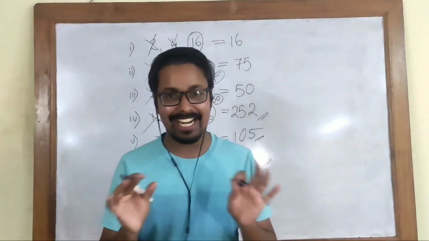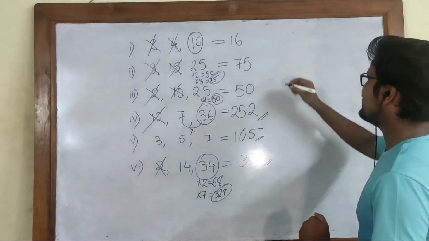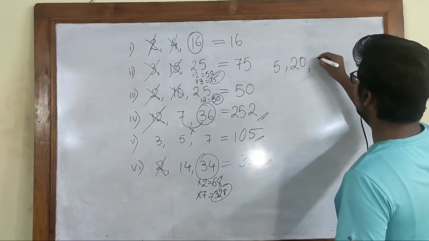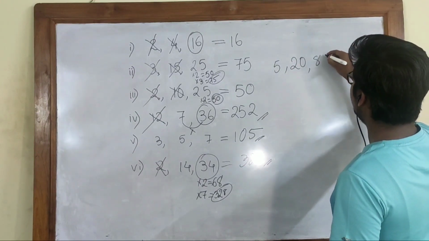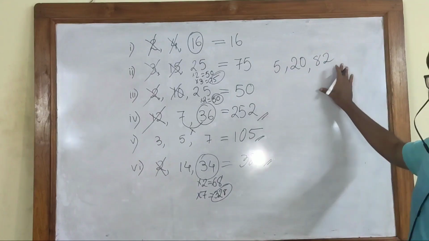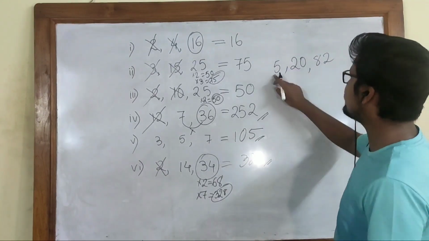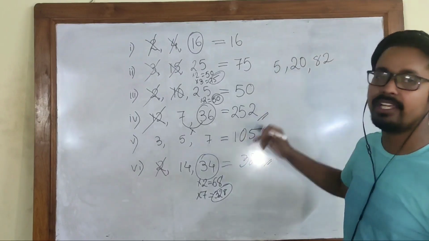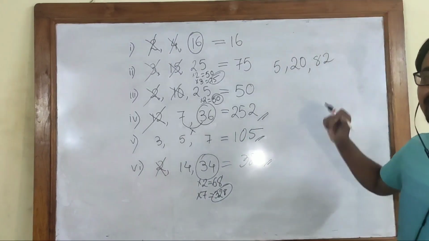Now let us take any random example and see if we can solve it. Okay, so let us suppose 5, then we have 20 and we have suppose 82. Okay, so let's try to solve this one. So is 82 divisible by 5? No. So we can't do it. Is 82 divisible by 20? No. So what we have to do, you have to find the multiples of 82.